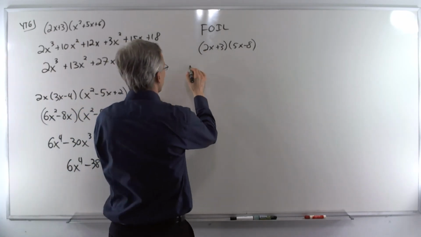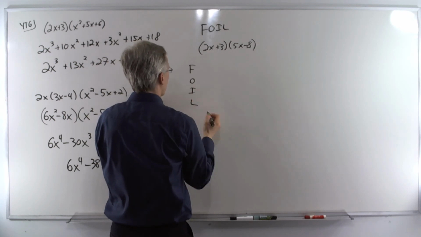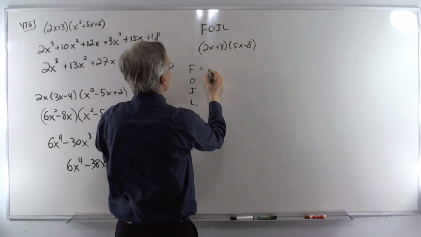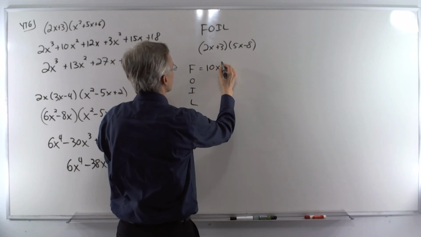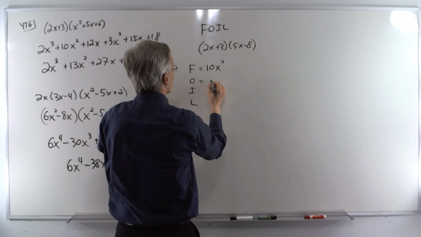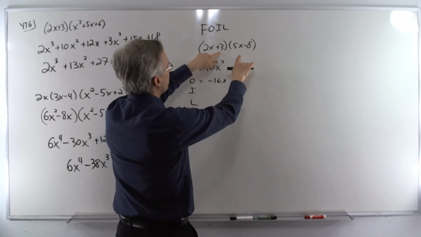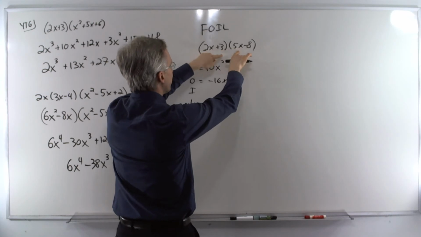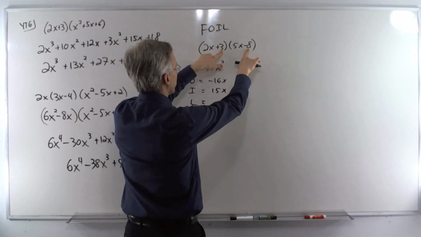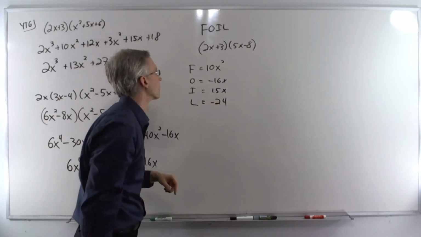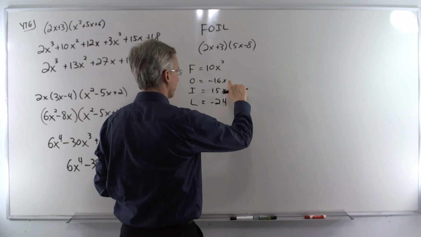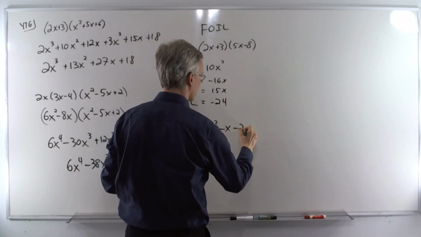And that's basically what FOIL does. FOIL stands for first, outside, inside, and last. So first means the first term in each binomial. So 2x times 5x. So F would be 10x squared. Now the outside are the two outside terms. 2x times negative 8, negative 16x. And then I is for the inside terms, 3 times 5x, and that is 15x. And L is for the last term in each binomial, 3 times negative 8, which is negative 24. And then we can write this out in descending order, 10x squared. Combine these two like terms, so minus x minus 24.